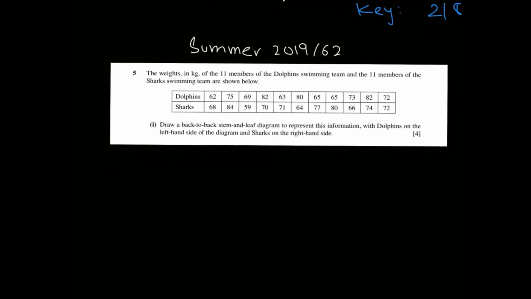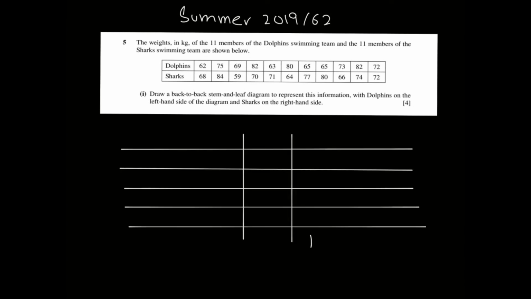Since there are two data sets, we will make a back-to-back stem and leaf diagram, which means that we will have a stem in the middle and two sets of leaves on either side. So the middle part will be our stem, and the side ones will be our leaves.